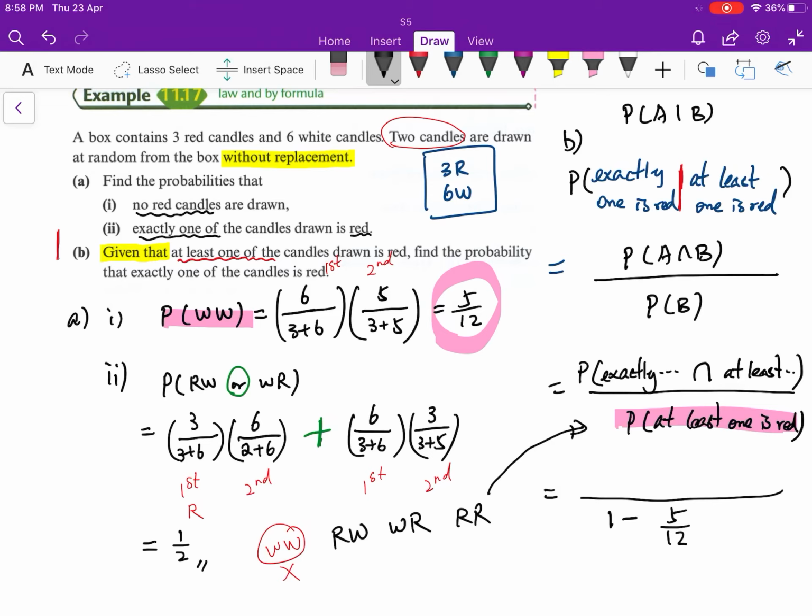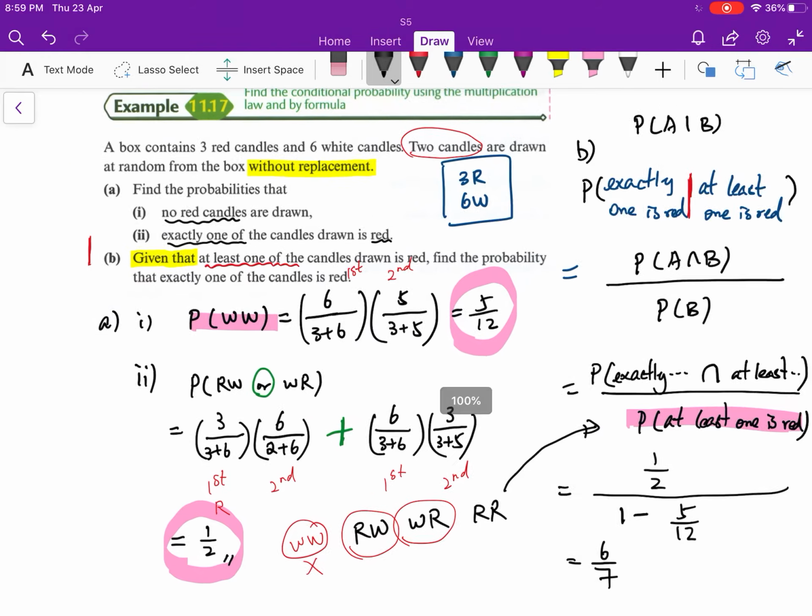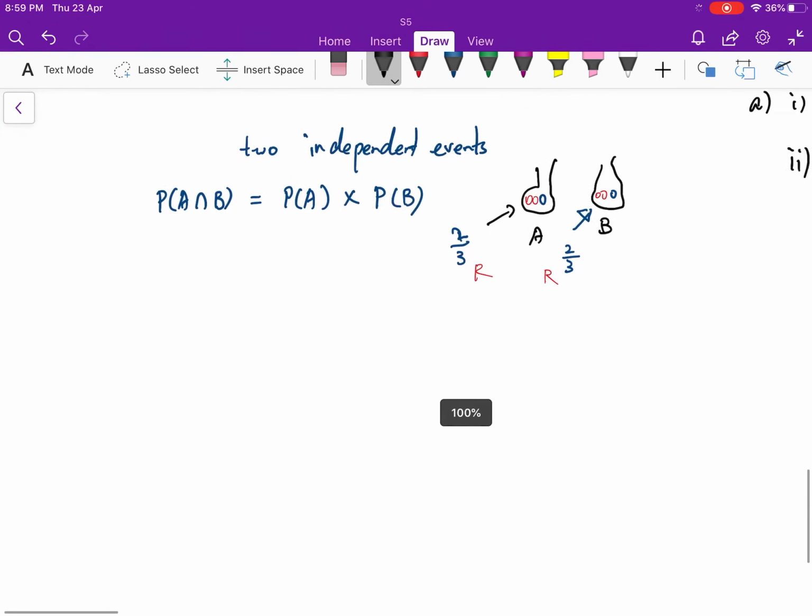Then the upper part, exactly 1 and at least 1. Okay, at least 1 is red, exactly 1 is red. So that means what? That means just one of them is red. Okay, so red white, white red. So where is it? In your A2 answer. Okay, exactly 1 is red, at least 1 is red, okay? So our probability will be 1 out of 2. Then, using the calculator, simplify it, your final answer will be 6 out of 7, okay?